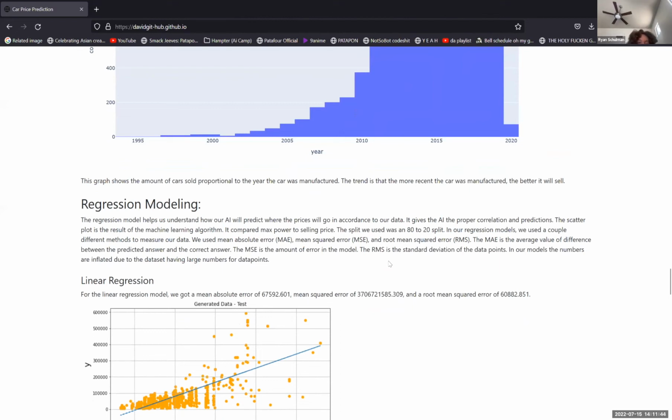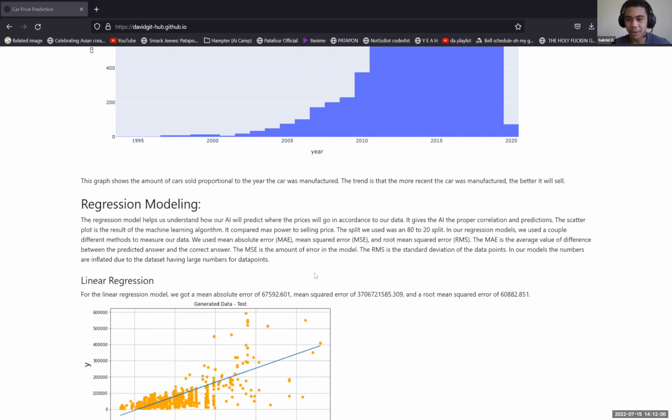Here we have regression modeling. The regression model helps us understand how our AI will predict where the prices will go in accordance to our data. The scatter plot is the result of the machine learning algorithm. It compared max power to selling price. The split we used was an 80-20 split.